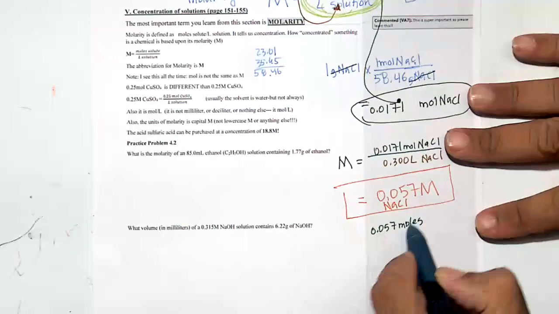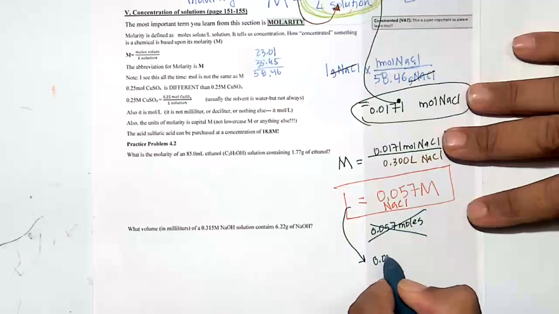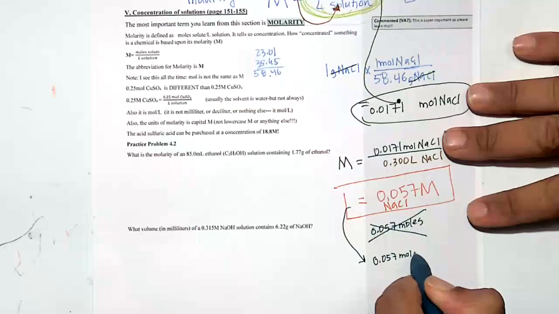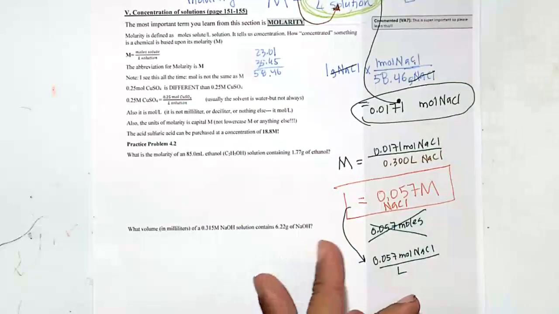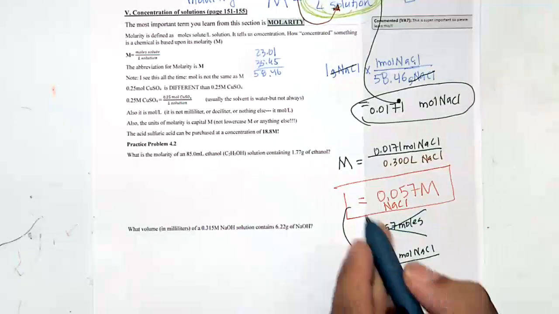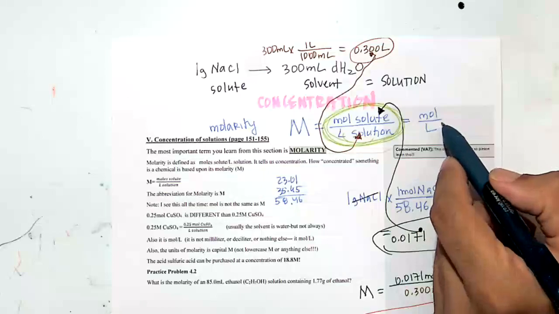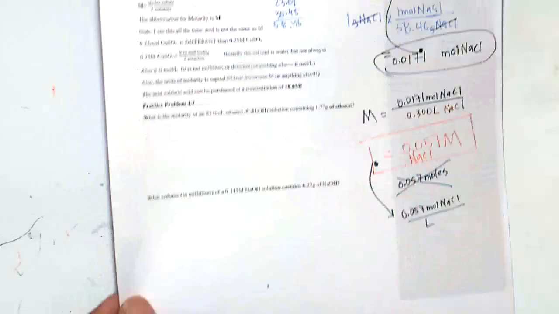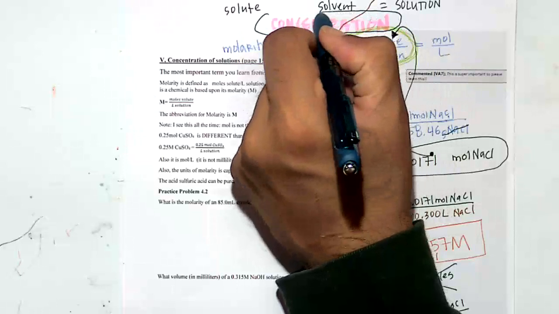That is not this, okay? What this actually is, is 0.057 moles of NaCl divided by liter of solution. So that's what this big M symbolizes. It's actually right here, okay? Moles over liter. Okay, so this is the concentration. How concentrated this is.